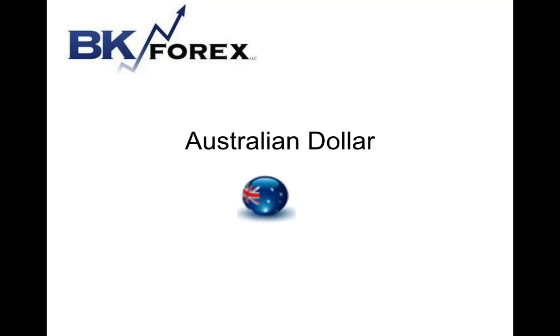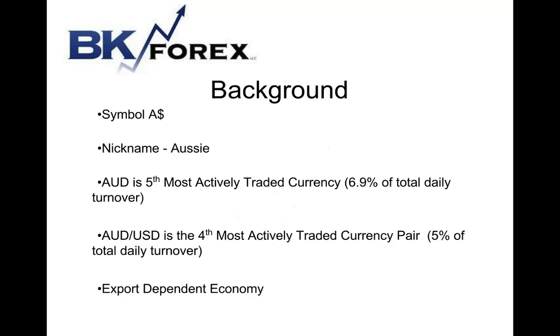So, Australian dollar, one of the most active, common, and interesting currencies to trade in the currency market, not only because it is very, very popular, but also because it has one of the highest yields in the industrialized world. Let's get to the basics about the Australian dollar. The symbol is Aussie dollar. Its nickname is just Aussie. It only has one nickname. And it is actually, surprisingly enough, the 5th most actively traded currency in the world.